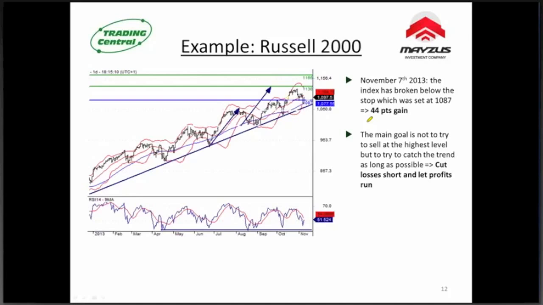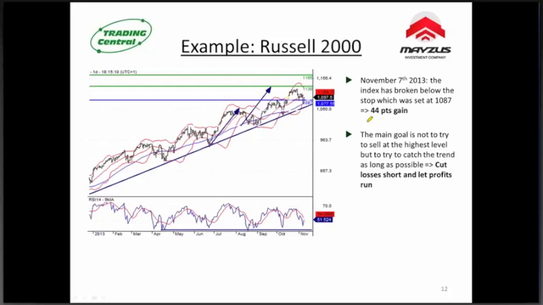The main goal is not to try to sell. I want to insist on that. The main goal is not to try to sell at the highest level, but to try to catch the trend as long as possible. So you have to keep in mind to cut losses short and let profit run in order to play the trend, the maximum upward potential of the trend. But in that case, you are stopped out, but you are stopped out with a gain.